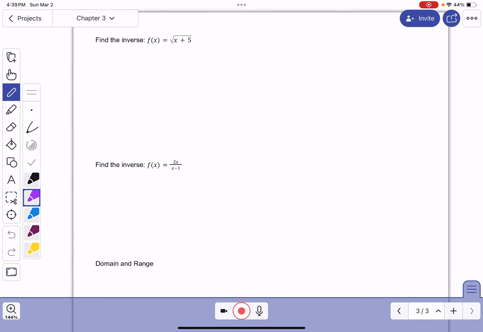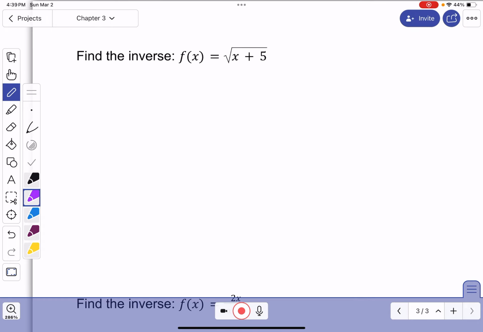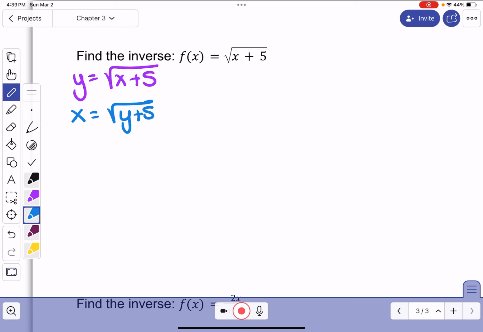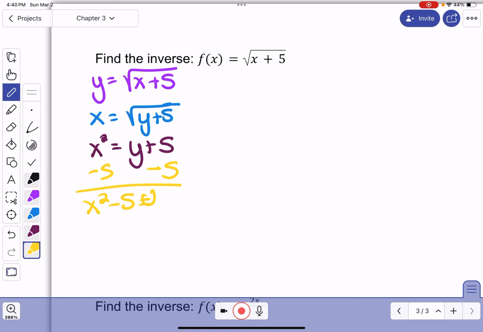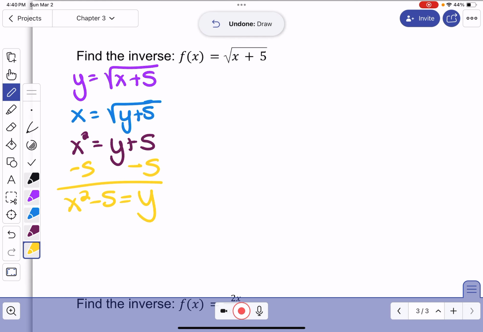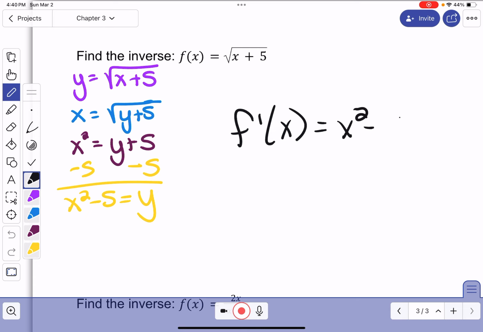All right, let's try a couple more, and then we'll talk about the domain and range. So this might look scary because it has a radical. It's really not. So we start by taking it out of function notation. Switch the x and y. Square both sides to undo the radical. Subtract 5 to get y alone. Oops. And now we have our inverse. So x squared minus 5.